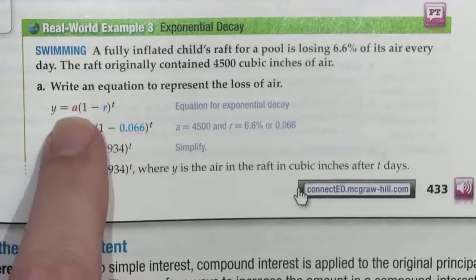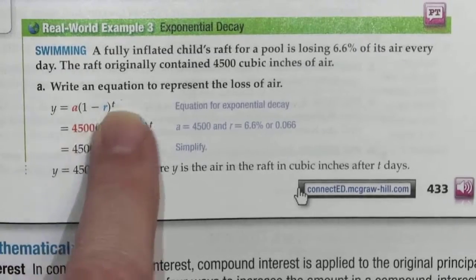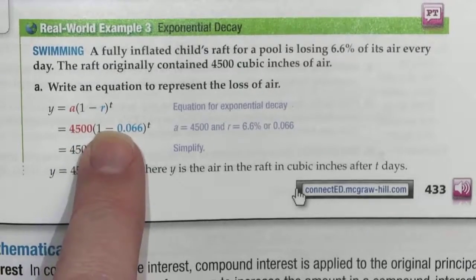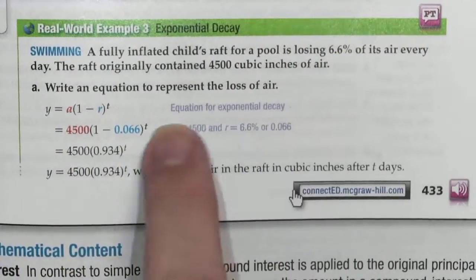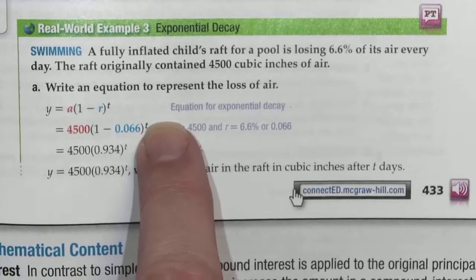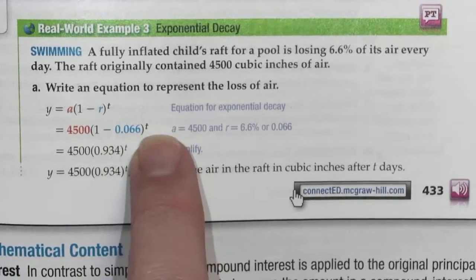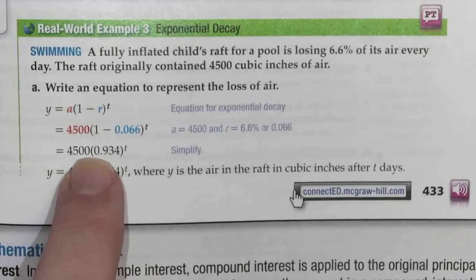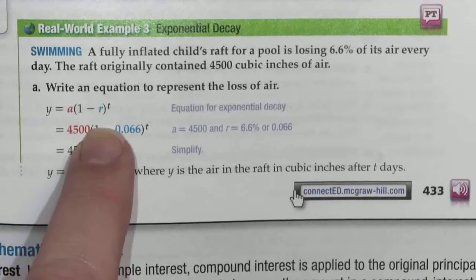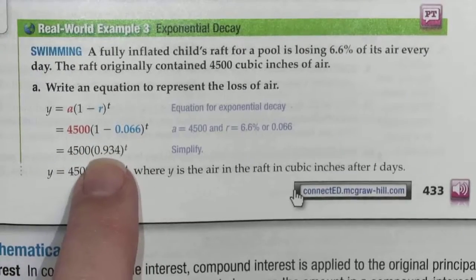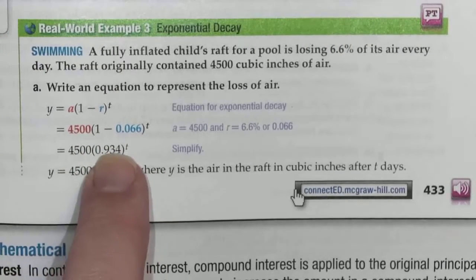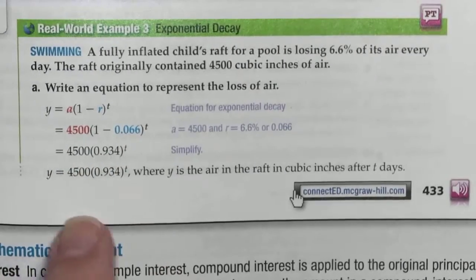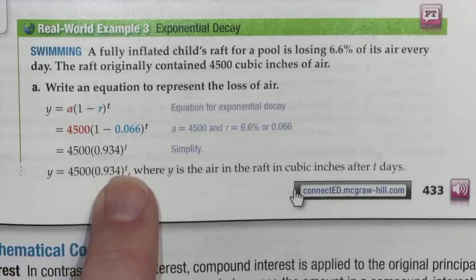All right, so we're going to put in 4,500 cubic inches of air times the quantity 1 minus our percentage. You have to change that to a decimal, 0.066, to the t power. Now, every day, so t is just a day, so that's fairly simple there. Okay, so simplify that. 1 minus that is 0.934. So 4,500 times 0.934 to the t power. Now, here is your equation.